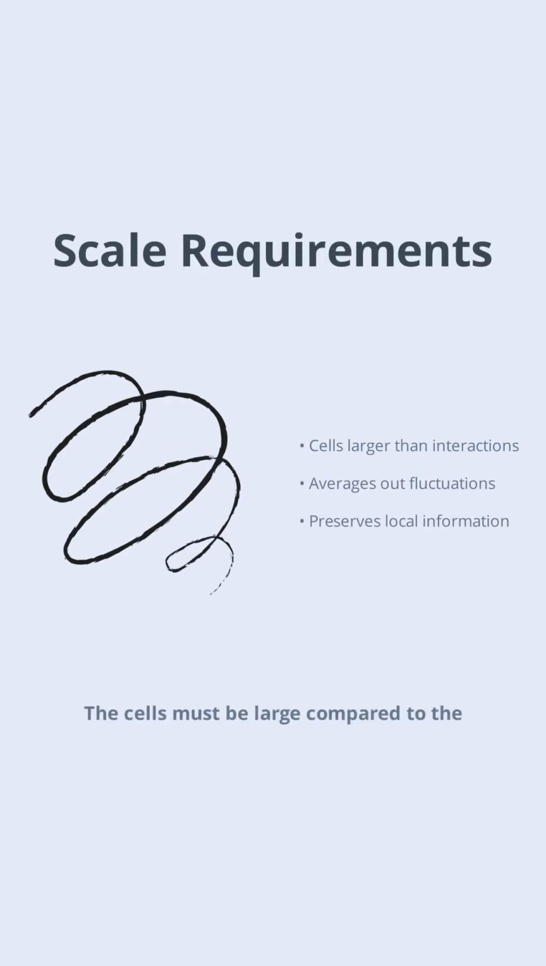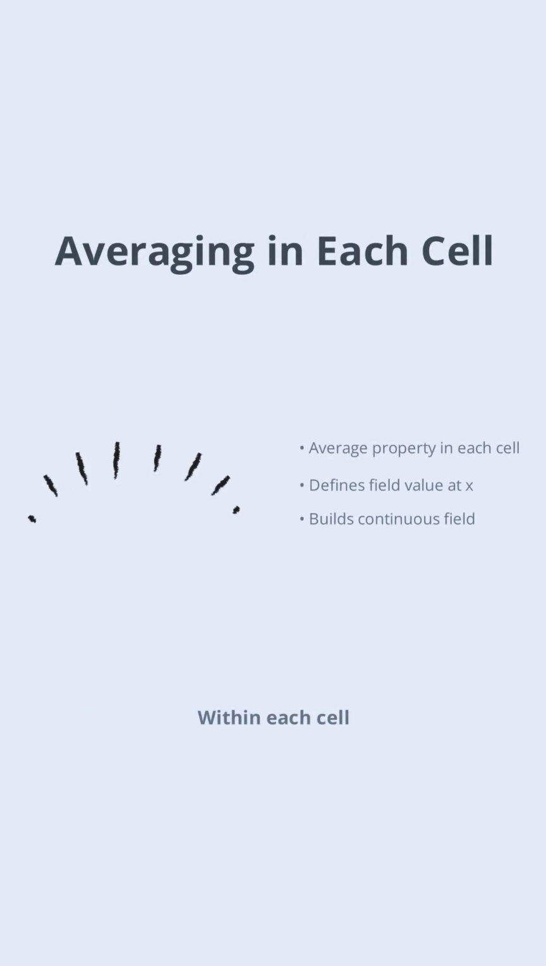The cells must be large compared to the distance between particles or the range of their interactions. This ensures that the order parameter represents an average over many particles, smoothing out random fluctuations. However, the cells can't be too large, or we'd lose important information about how the system changes from place to place. The art of coarse graining lies in finding the sweet spot, where we capture essential variations without getting lost in microscopic noise. Within each cell, we calculate the average value of the property we care about.